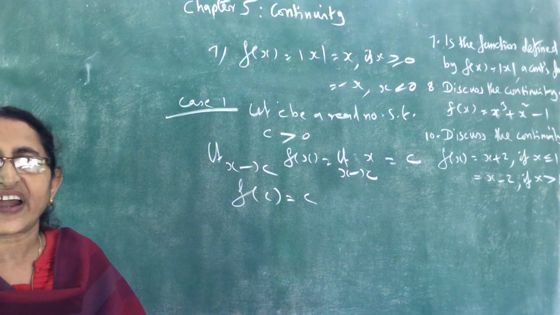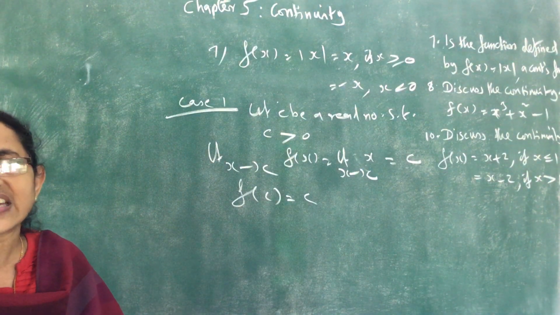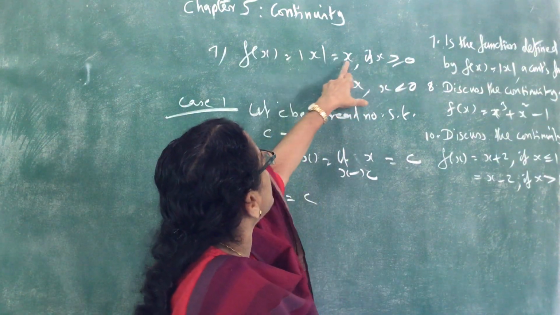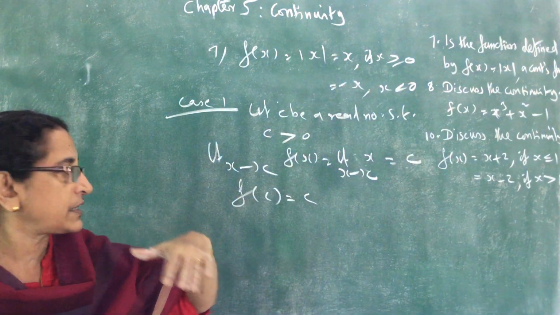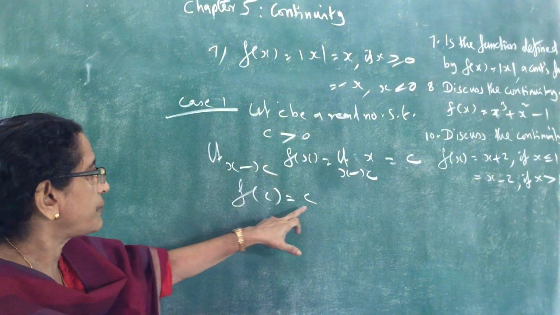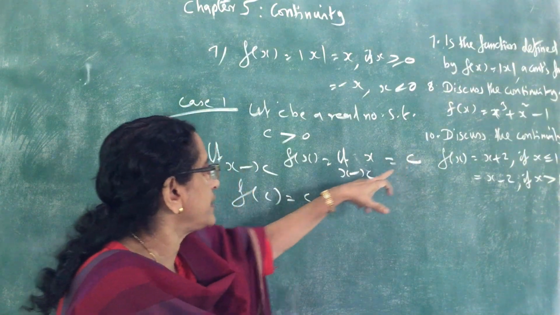What is f of 5? We know 5 is a number greater than 0, so f of 5 is 5. Like that, here c is any real number greater than 0. So what is f of c? f of c is c. So this is equal to that.